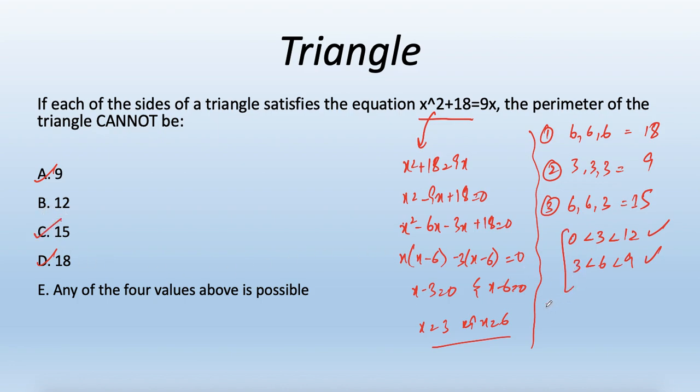Now let's see the last scenario. If we have 2 times 3 and 1 times 6, that means the perimeter will be equal to 12. But is this possible?